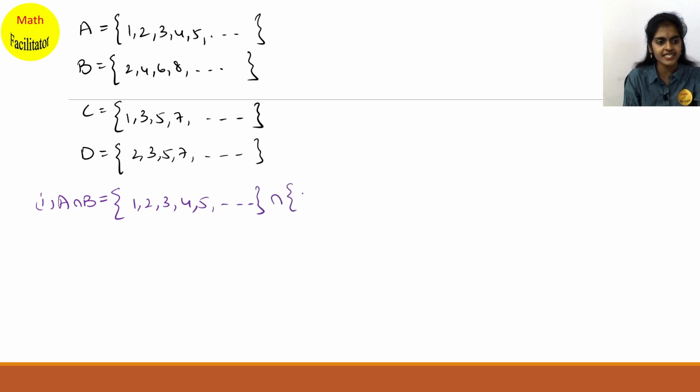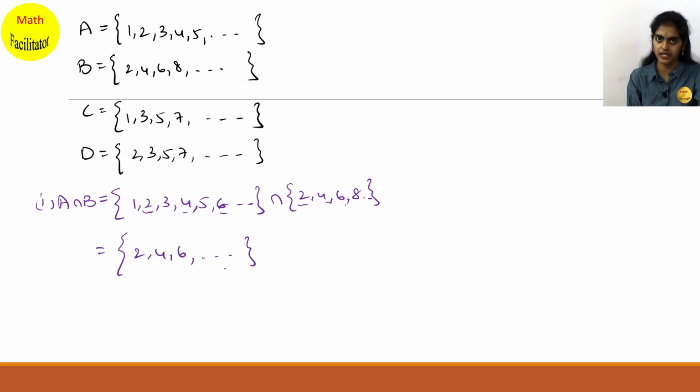A intersection B is nothing but 2, 4, 6, 8 and so on, right? So intersection is nothing but you take only the common elements. So see, what are the common elements? 2 is a common element, 4 is a common element. Similarly, if you write 6, 6 is a common element, right? So 2, 4, 6 and so on are the common elements.